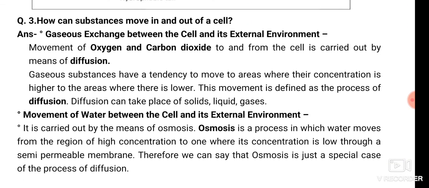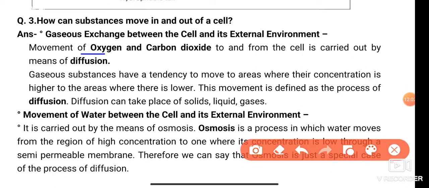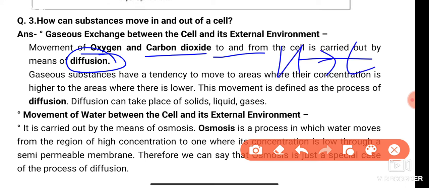How can a substance move in and out of the cell? First is gaseous exchange between the cell and its external environment. The movement of gases like oxygen and carbon dioxide to and from the cell is carried out by means of diffusion. Diffusion occurs according to the concentration gradient, from higher concentration to lower concentration. Gaseous substances have a tendency to move from an area where the concentration is higher to an area where the concentration is low.